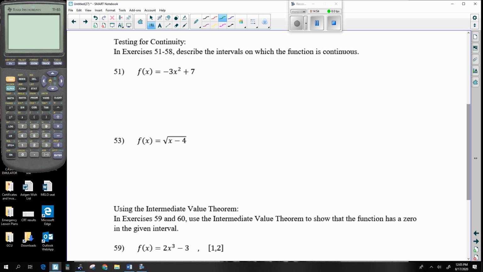Okay, where is this function continuous? This is all good. There is no illegal mathematics. So x is good for all real numbers. It's all good. Negative infinity to infinity is the domain.